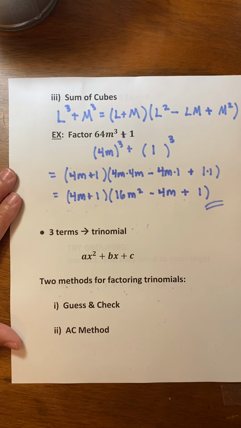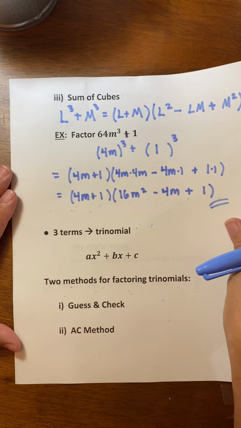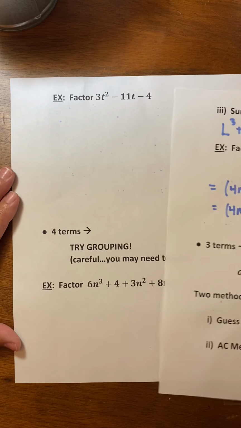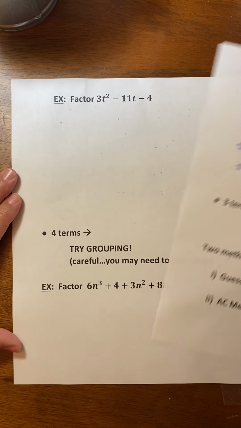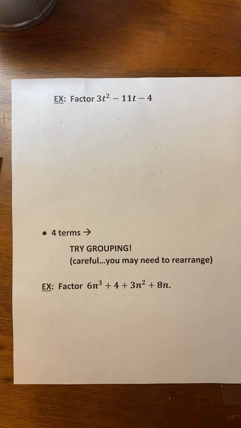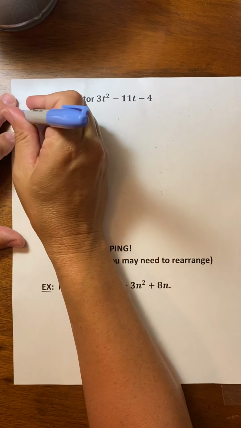Then we talked about trinomials, 3-term expressions. So we can guess and check or do the AC method. Right. So let's factor 3t squared minus 11t minus 4. You can guess and check. I'm going to do the AC method.